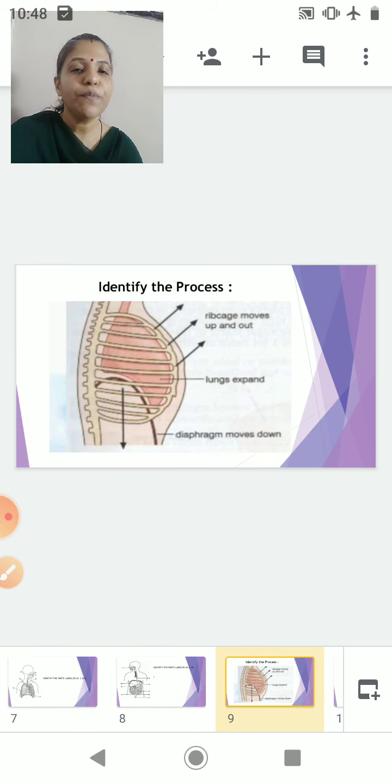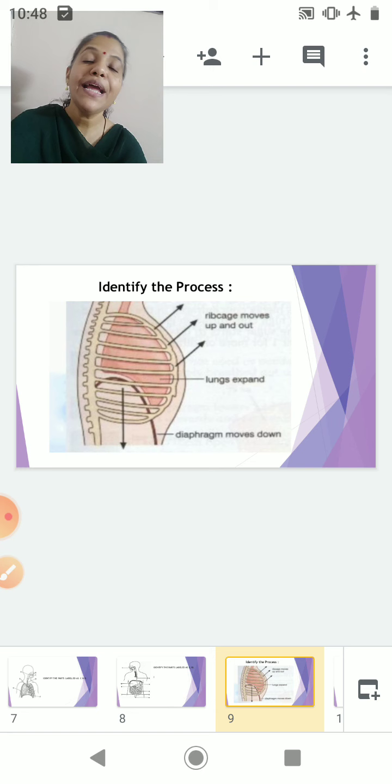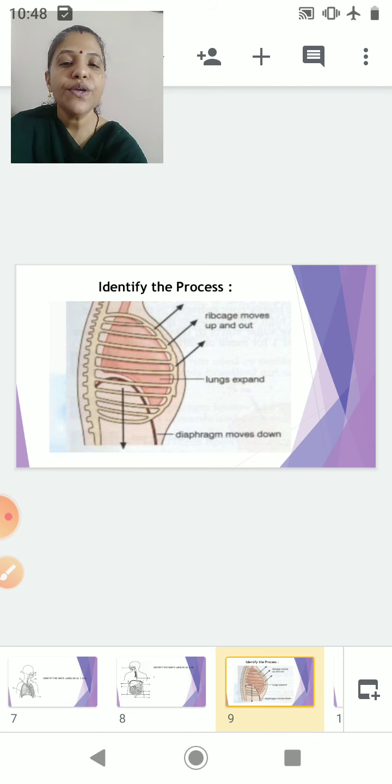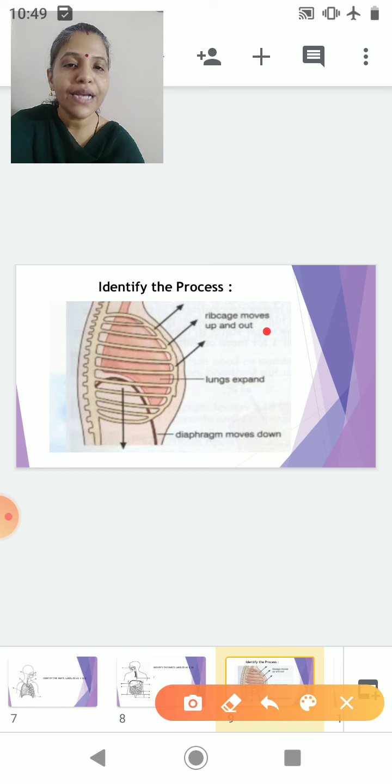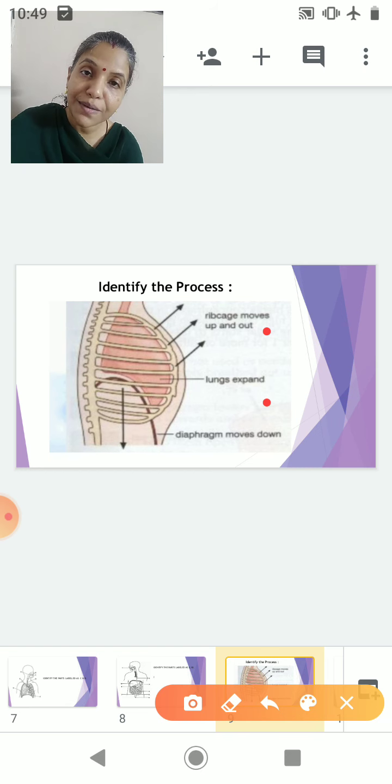Here identify the process. So what process is going on? The process is respiration. Okay. But the options will be given like this. Identify the process. A, inhalation and B, exhalation. Correct. Now here you can see the ribs are moving out. The lungs have undergone expansion. The diaphragm is moving down. Lungs have undergone expansion means it is filled with air. The area of the thoracic region is increasing here. So the given process is that of inhalation, that is taking in air. So the lungs are undergoing expansion. Okay.